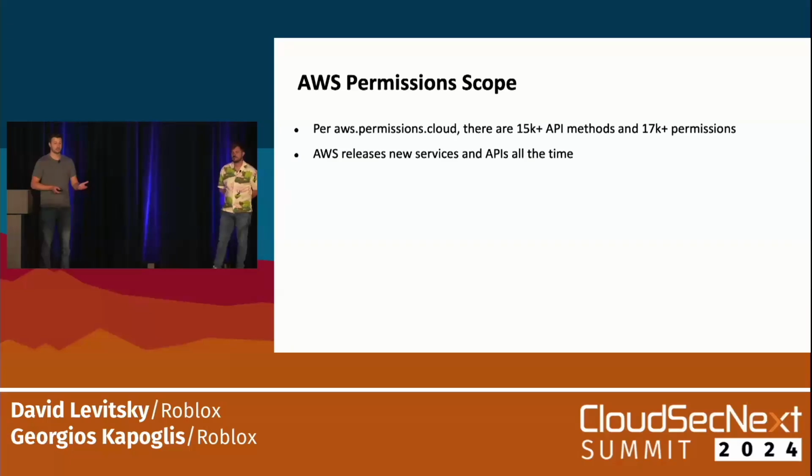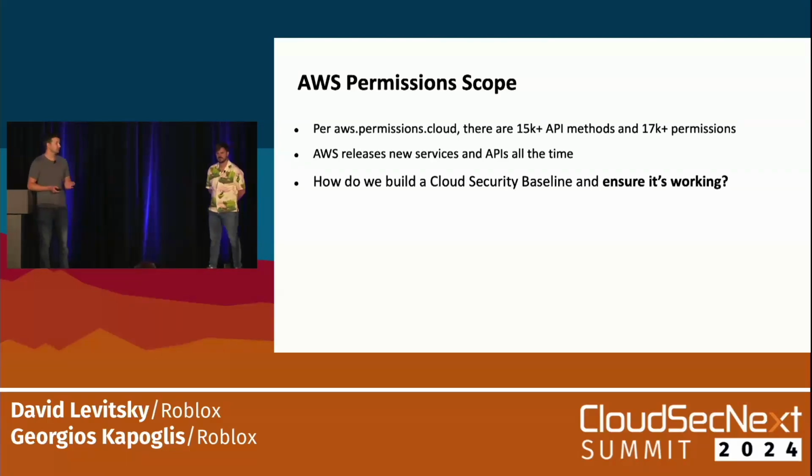So there's this really nice website called permissions.cloud, which will redirect you to aws.permissions.cloud, and it has all the API methods and permissions being tracked for the 3 major cloud providers. At the time of putting these slides together, there's over 15,000 API methods and 17,000 permissions in AWS. And of course, new services and APIs are released all the time. So this number is pretty much only going to increase.